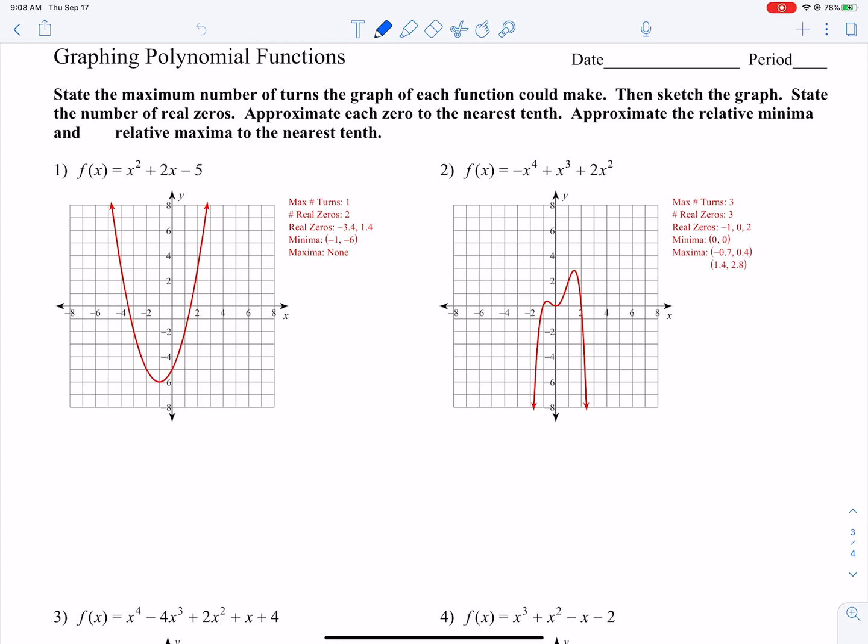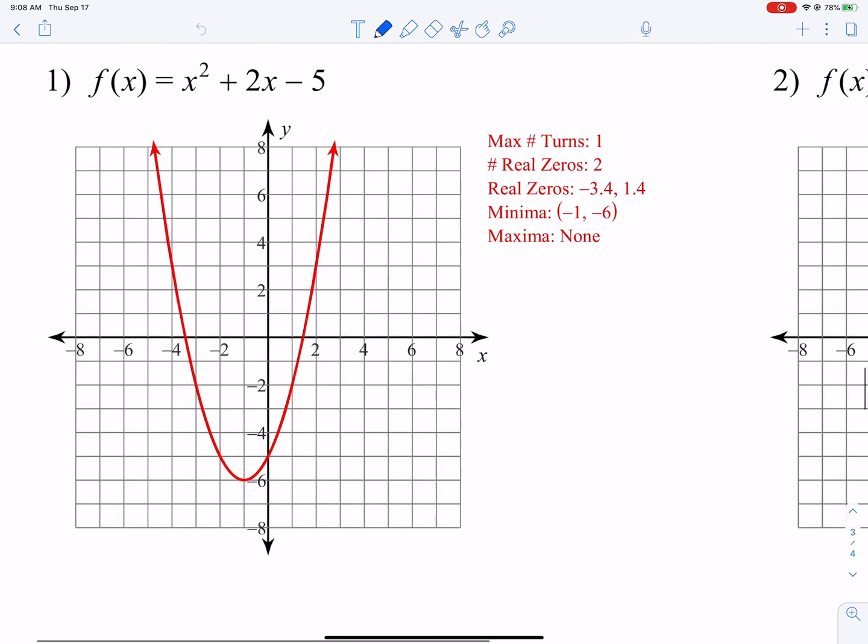In this video, we're going to take a look at graphing polynomial functions, but in particular, we are going to pick out intervals of increase and decrease. So let's just take a look at a couple of examples.